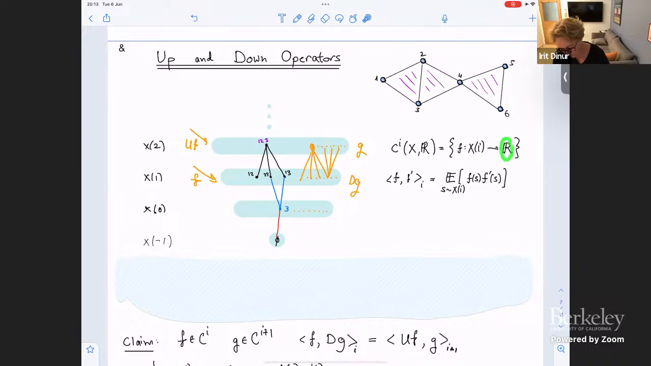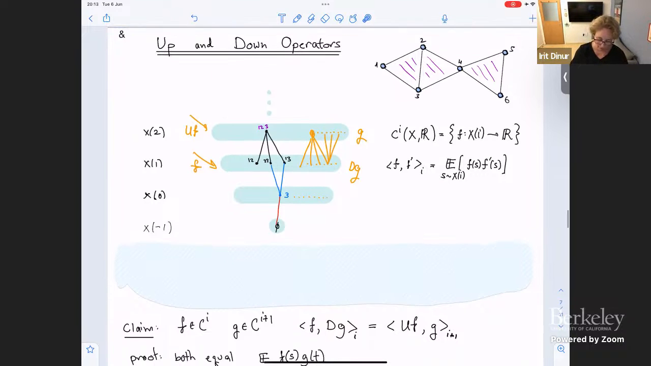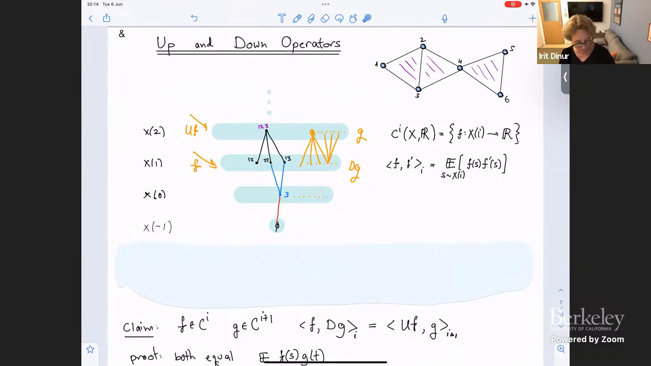And then you just replace the coefficients R by, say, F2, for example. And I'll say a couple of things about that later on. But for now, let Ci just be all the real valued functions on Xi. And we define an inner product between two functions to be the natural thing. You have some distribution over the faces in Xi, and you take the expectation of f at point S times f prime at point S. Okay, and for convenience, we also add this extra -1 dimension layer, which just has the empty set.